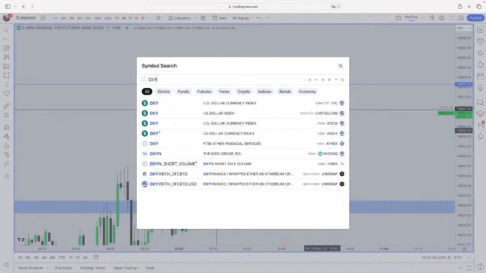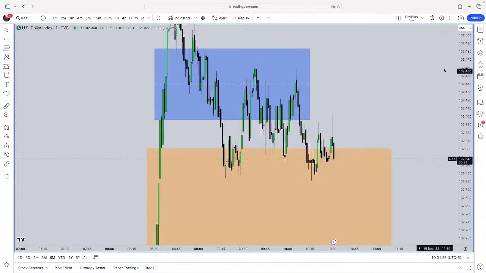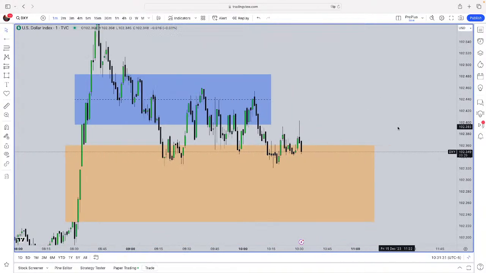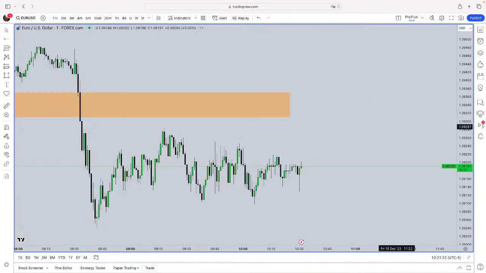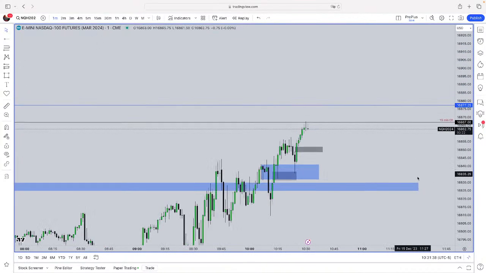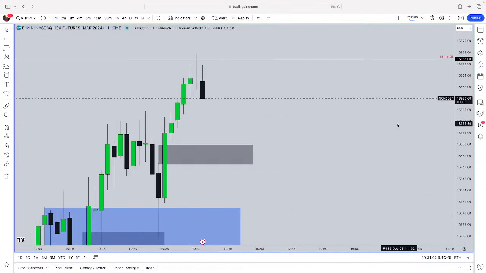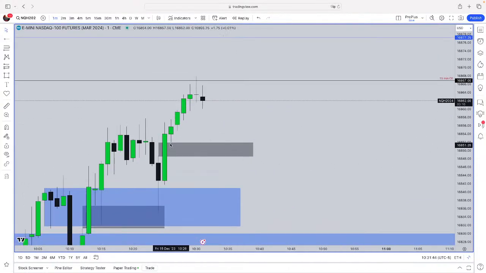Take a look at dollar. Dollar is still just going sideways, so it's not nice. Hence why it's just choppy going up. It may want to come back down to this inefficiency here now.